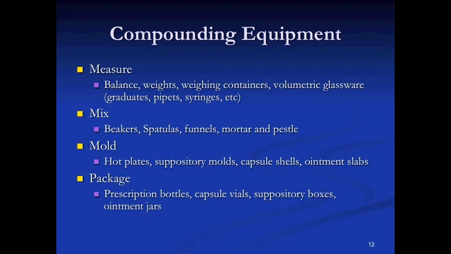Measuring equipment includes balances, weights, weighing containers, and volumetric glassware. Mixing involves beakers, Erlenmeyer flasks, spatulas, funnels, and mortar and pestles. Molding includes hot plates, suppository molds, and capsule shells. Packaging involves prescription bottles, capsule vials, suppository boxes, and ointment jars.